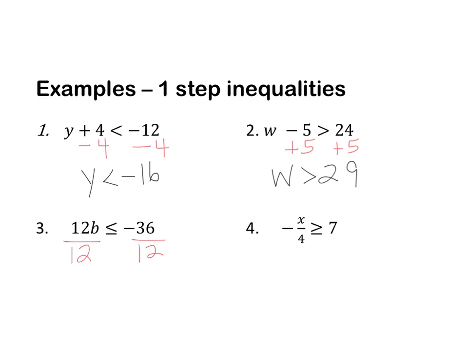I divide both sides by 12. Now my 12 was positive, so that means that my inequality doesn't change. It was positive, so it points in the same direction. And finally, negative divided by positive, my answer is going to be negative, and 36 divided by 12 is 3. Alright, now my next problem.